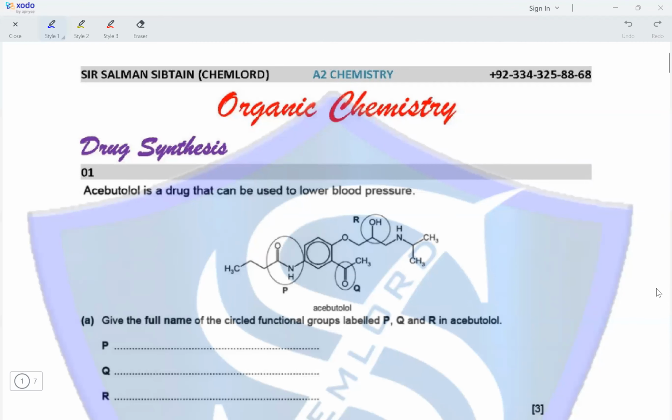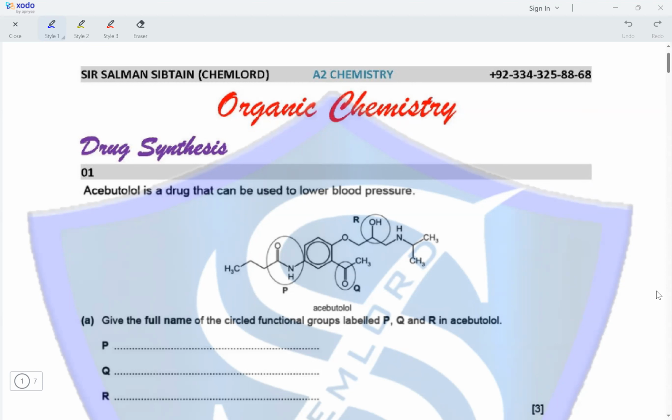Hi guys, this is A2 Chemistry, Organic Chemistry, and we're looking at drug synthesis. Question 1. Acebutolol is a drug that can be used to lower blood pressure, and the structure is given. Give the full name of the circled functional groups labeled P, Q, and R in acebutolol.